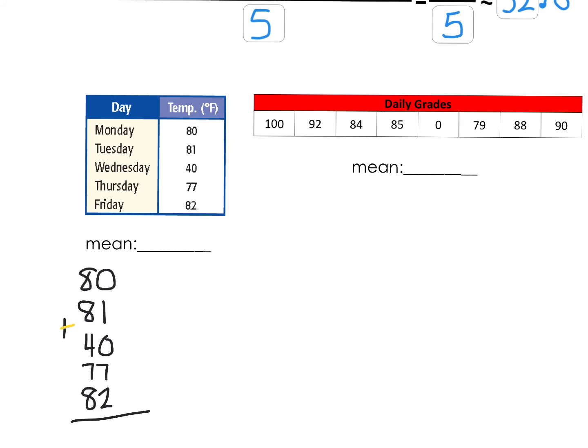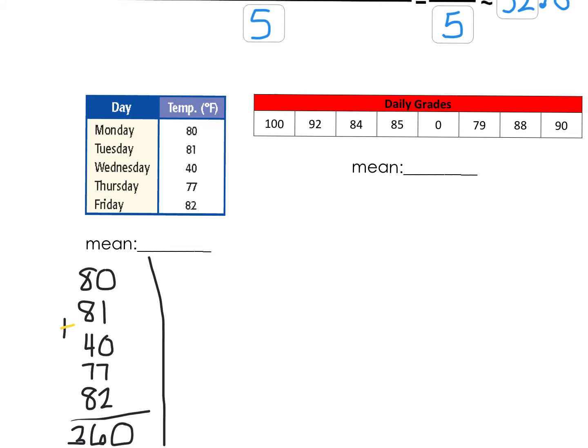And when I add up all of them, I get 360. Oh, let me make that a little bit clearer. We get 360 as our total. Okay, but that's only step one. Now we have to do step two.